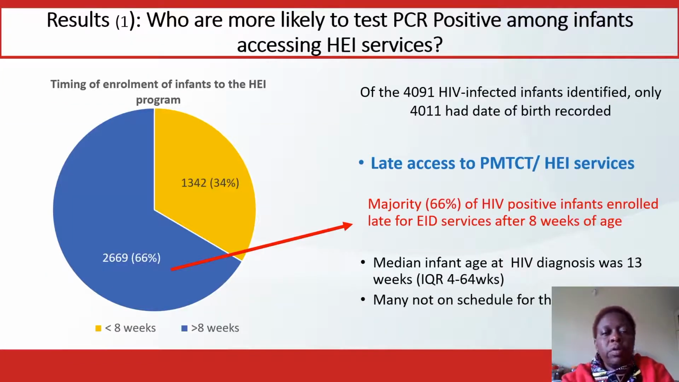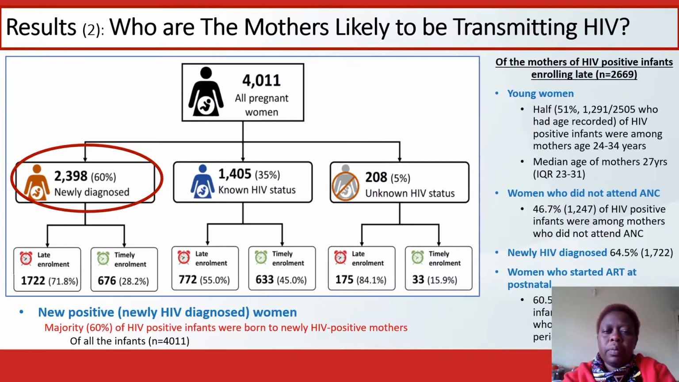So, looking at the results, who are the infants who are more likely to test HIV positive? Of the 4,011 HIV-infected infants who had the date of birth recorded, we found that 67% of them enrolled late for EID services after 8 weeks of age. The median infant age at diagnosis was around 13 weeks, with a very wide interquartile range of 4 weeks to 64 weeks. This just showed that they had late access to PMTCT or HEI services.